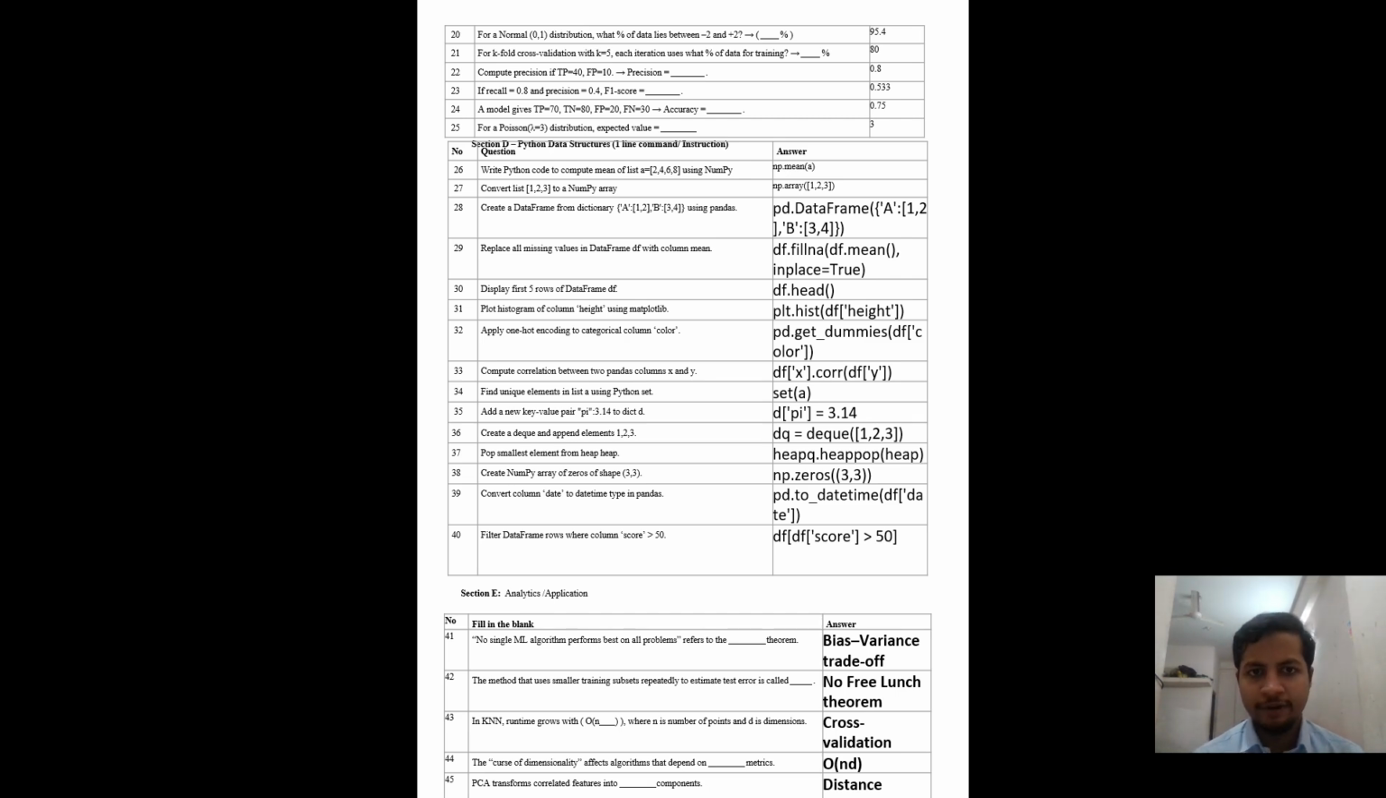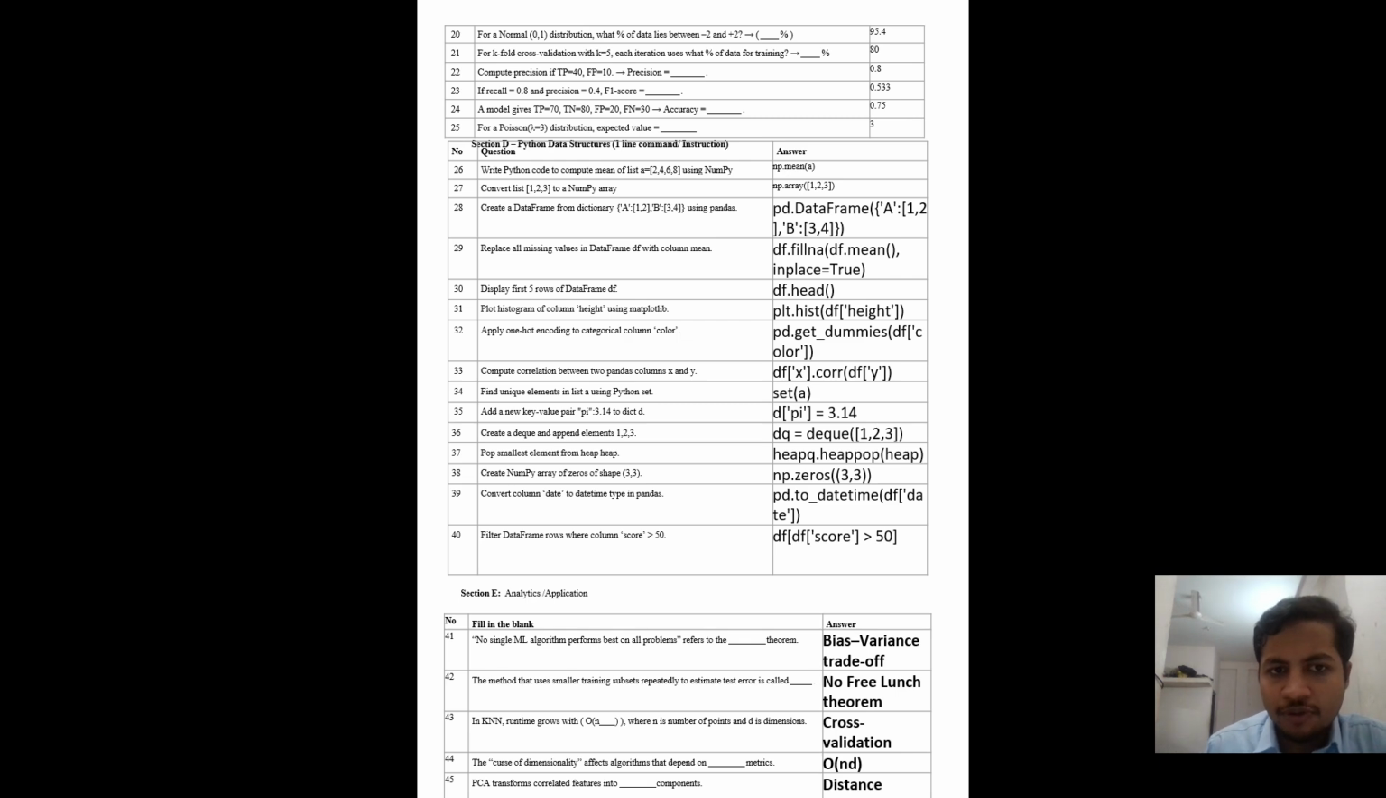Now we have to create a data frame from a dictionary. We know that a dictionary means key value pairs. Using pandas, we can convert it. We have an inbuilt method for that, pd.DataFrame, and pass the dictionary values. Question 29: replace all missing values in data frame df with column mean. For that we have the fillna method, df.fillna(df.mean(), inplace=True). 30th question, display first 5 rows of data frame. For that we have head, which will fetch the first 5 elements.